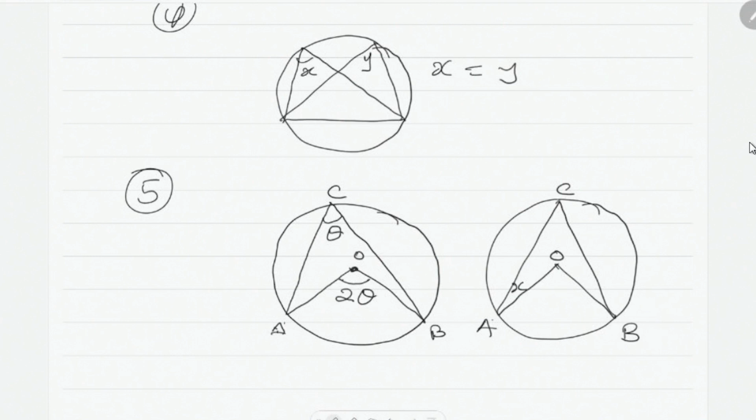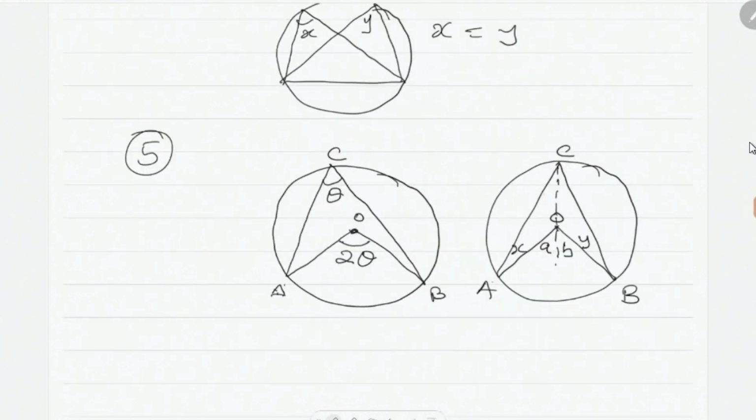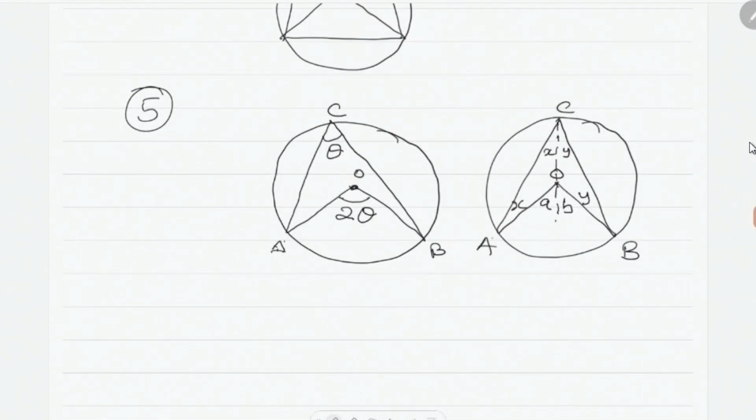So when I draw a radius from O to point C, I form 2 isosceles triangles, and we know that in an isosceles triangle, 2 base angles are equal. So when I do that, then let me call this exterior angle here as A and this other part as B. So this angle will become X and that will be Y, because in an isosceles triangle, 2 base angles are equal.